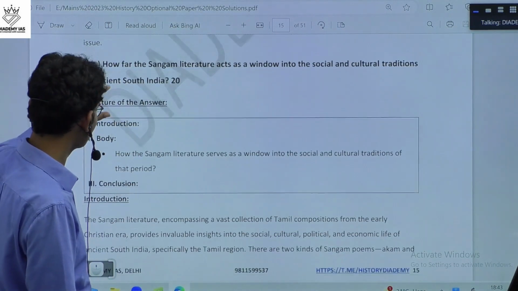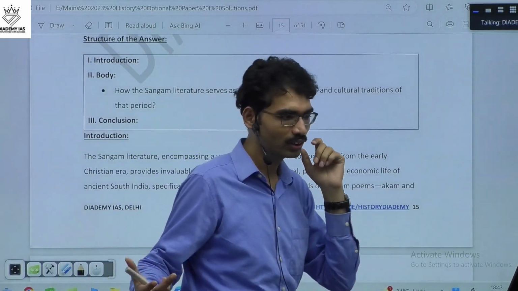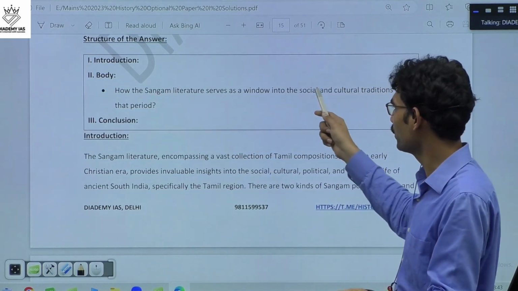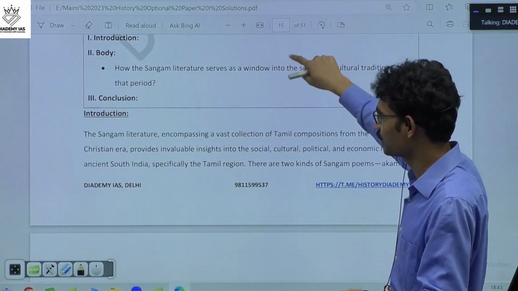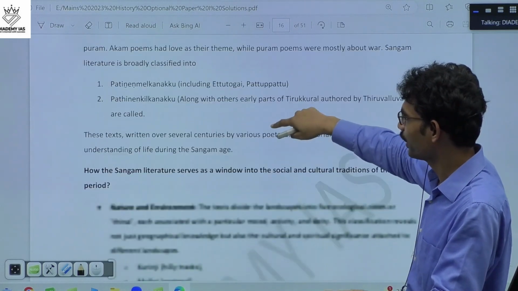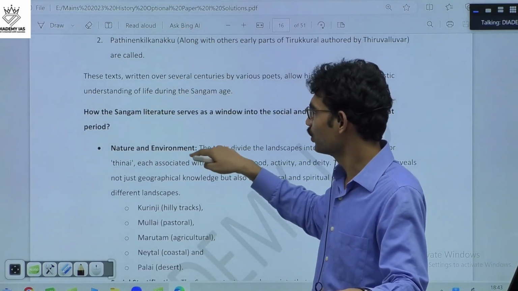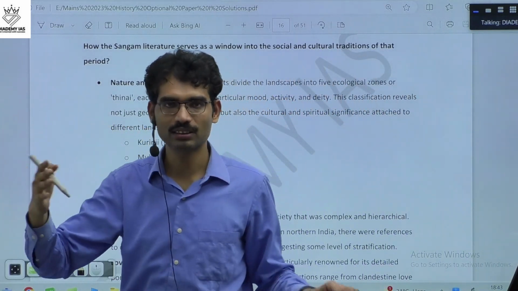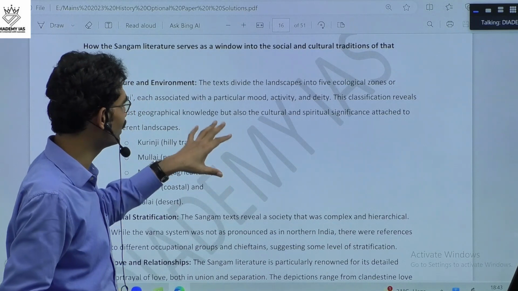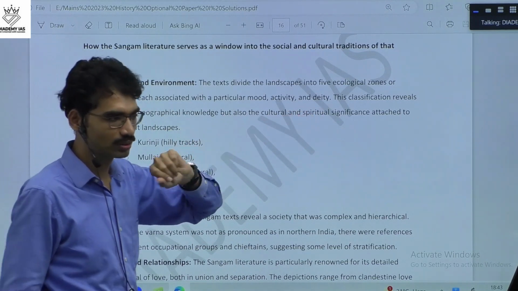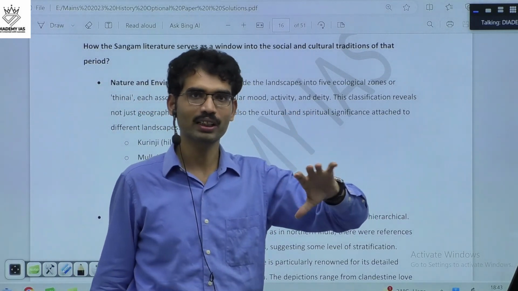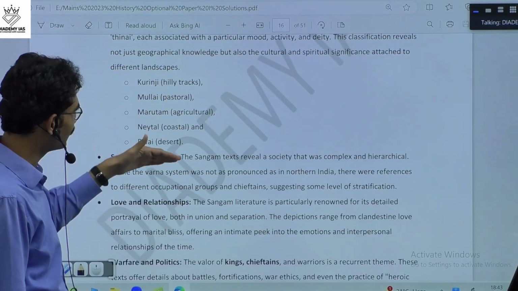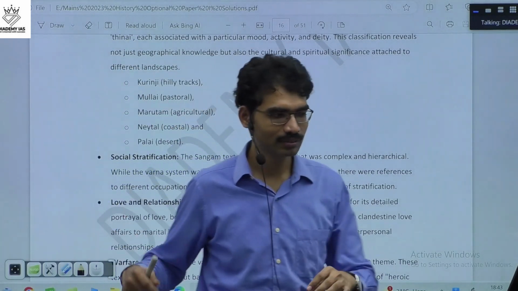And when it comes to the question, in the body you have only one direct question, that how Sangam literature serves as a window into social and cultural traditions. So you write about different Sangam literature, then you talk about how different geographical locations were divided, how the society was divided into ecological zones. Ecological zone is the important category of social division: hilly region, pastoral, agriculture, coastal, desert, likewise.